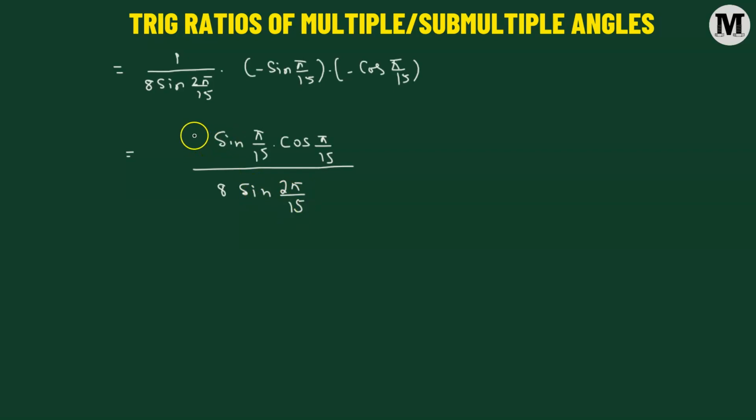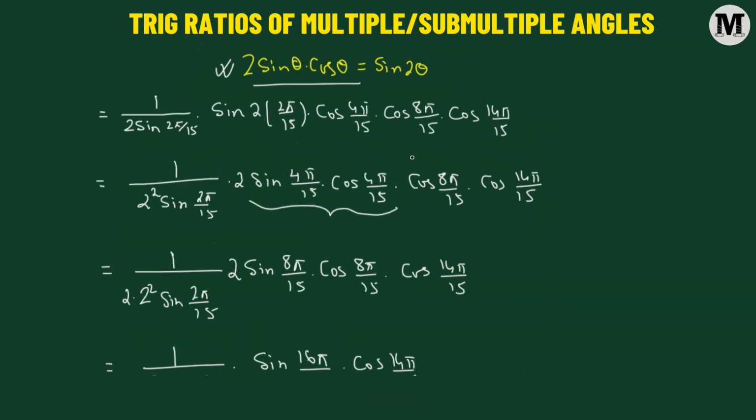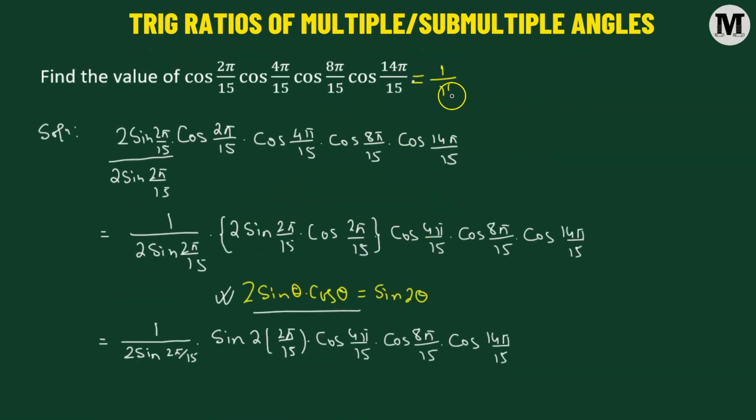Now what we'll do, we'll multiply the numerator with 2, so we'll have to divide by 2 as well. So the numerator now becomes sine of 2 times pi over 15. So we have sine 2 pi over 15 in the numerator, divided by 2 times 8, that's going to be 16, 16 multiplied to sine 2 pi over 15. Now sine 2 pi over 15 gets factored out, and that leaves us with the final value 1 over 16. That means the value of the given trigonometric expression equals 1 over 16.